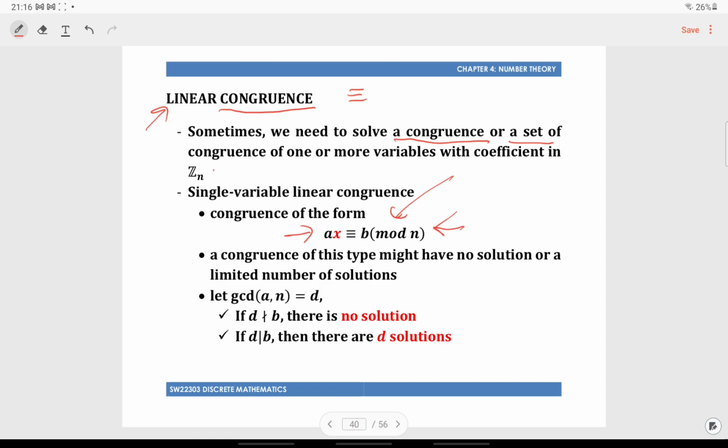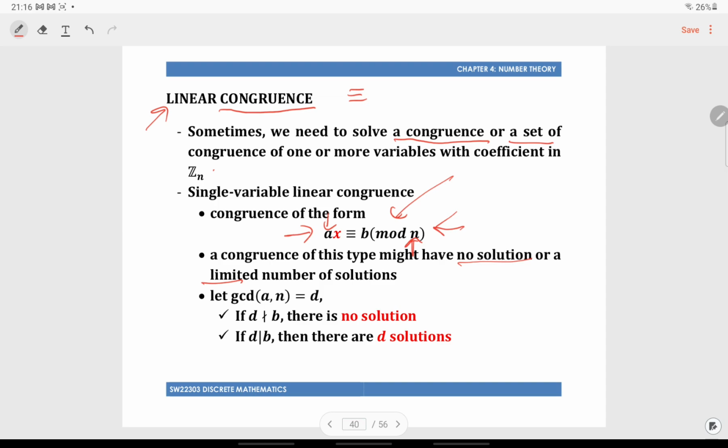A congruence of this type might have no solution or a limited number of solutions. So it differs from the LDE. In the LDE, either it has infinitely many solutions or there is no solution. But for the linear congruence, it might have a limited number of solutions, or there is no solution. There are only two possibilities: no solution or a limited number of solutions. Again we need to check the GCD of what? GCD of A and N.